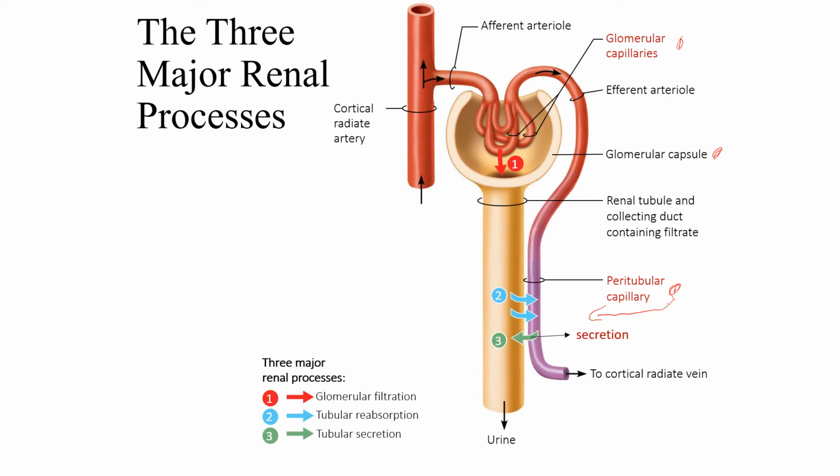So when you look at the three steps, you've got glomerular filtration, tubular reabsorption, and tubular secretion from the blood back to the collecting ducts. Tubular reabsorption is movement of molecules, water, back into the blood.